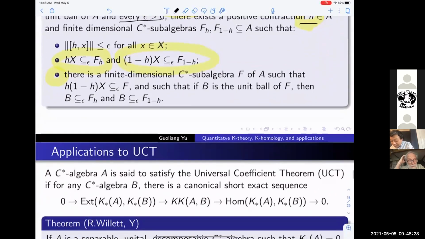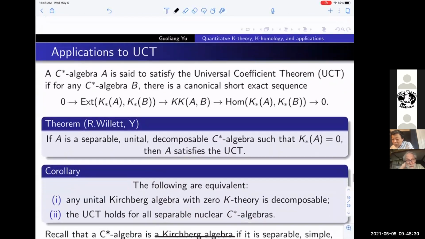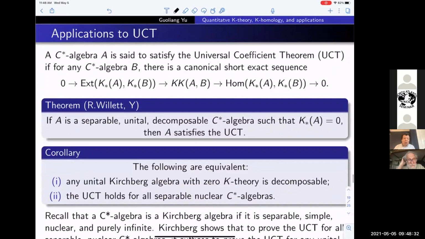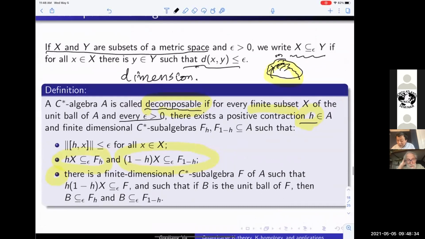All right. Okay, so now using this... Sorry, Guoliang, would you give some examples for this definition?